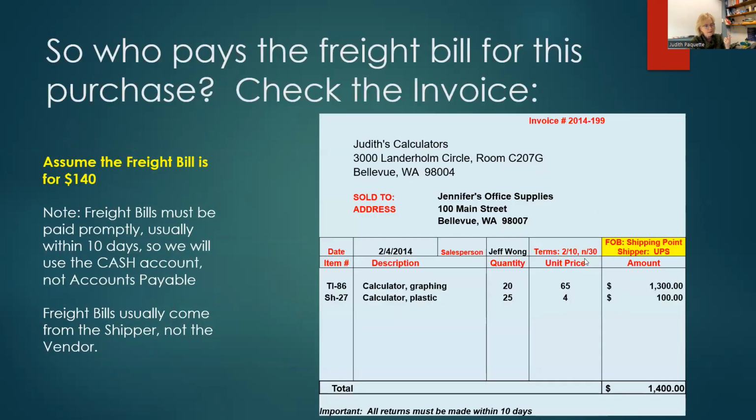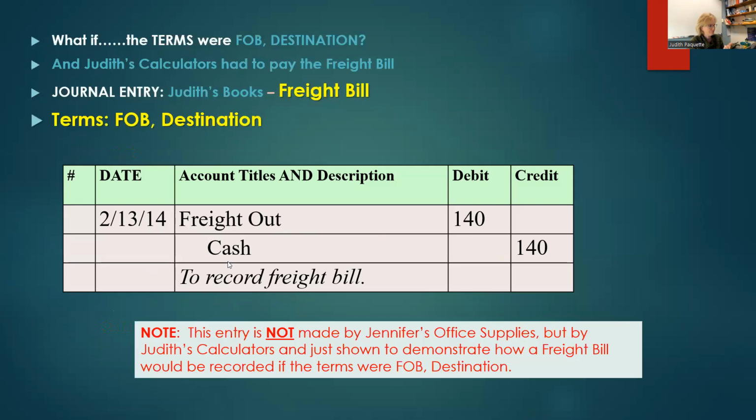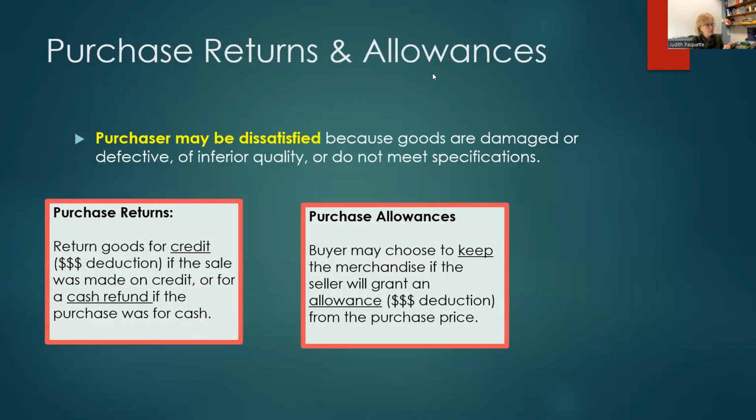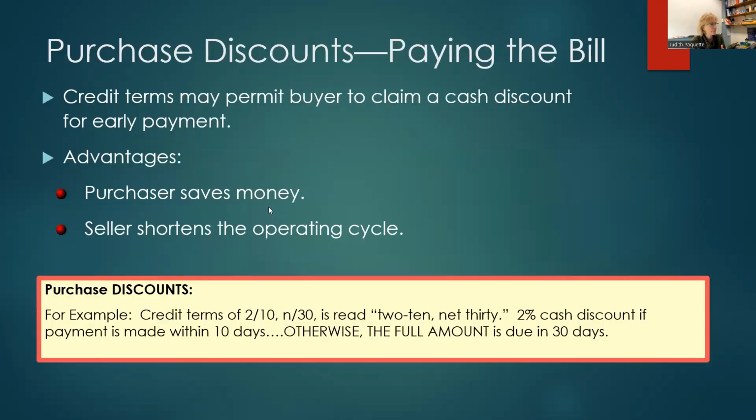In this case, Jennifer has to pay the freight because title transferred at the shipping point. Again, freight is charged to inventory because it increases our cost of inventory: debit inventory, credit cash. Purchase returns. Jennifer returned 2 calculators, so we just reverse that first journal entry: debit accounts payable, credit inventory. We're reducing the cost of our inventory because we're returning it.